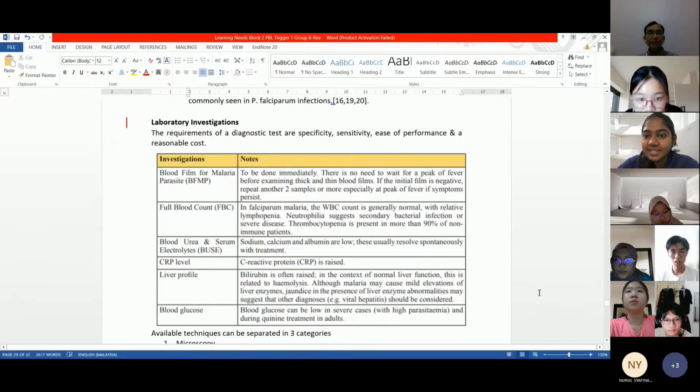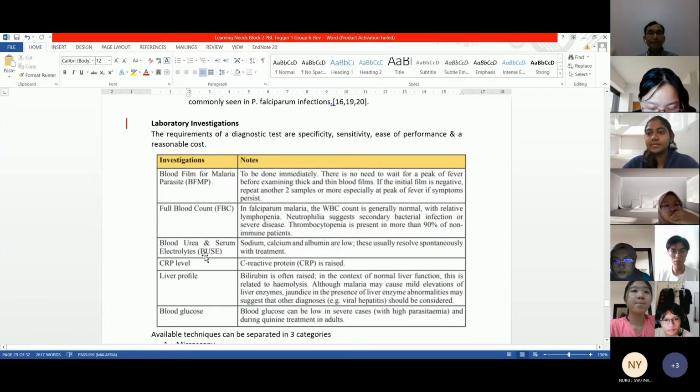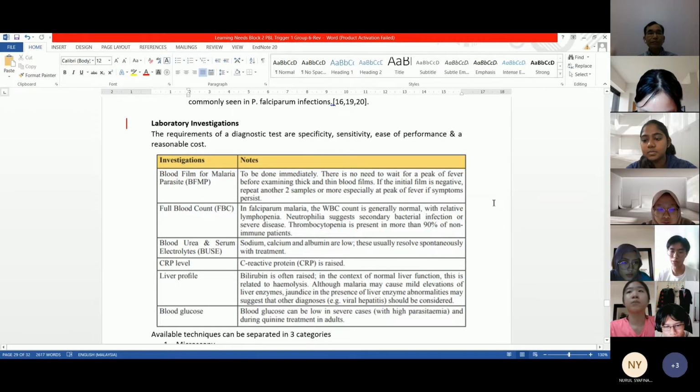Yes. Yeah, I have several investigations. The first one is the blood film for malaria parasite. We know that we can use thin or thick blood films, but sometimes we cannot clearly differentiate, because all of them have ring form like stages, so we can't clearly diagnose whether this is Plasmodium falciparum or Plasmodium knowlesi. So we can use PCR to really confirm.